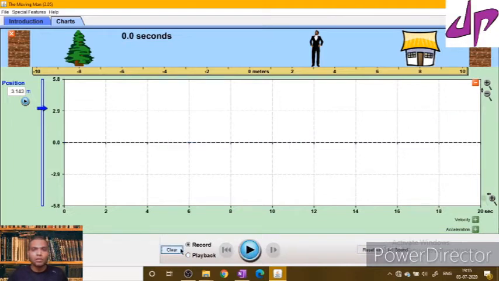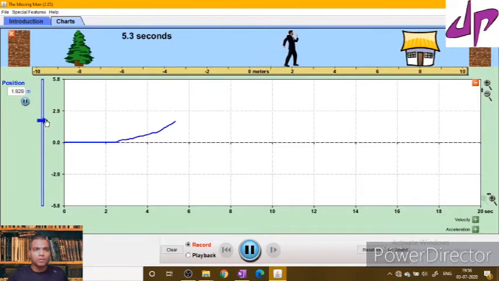Let me show you one thing. Suppose what happens if the object moves back and forth. Let me clear everything. I kept my person, my moving man, at 0 meter. 0.03, yeah, make it 0. Now I will move. Now up to 2 seconds he is at rest.